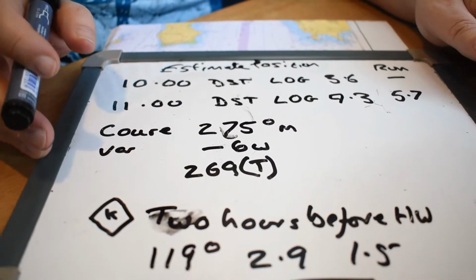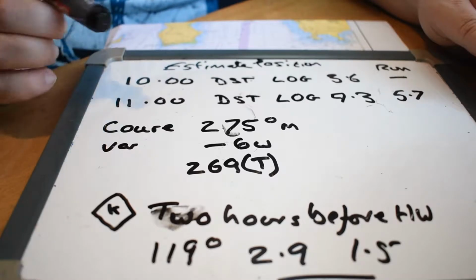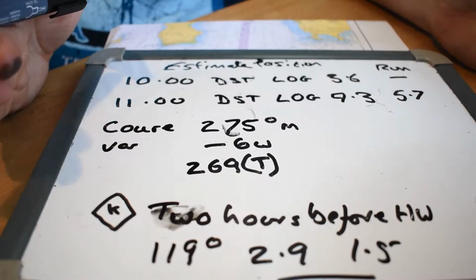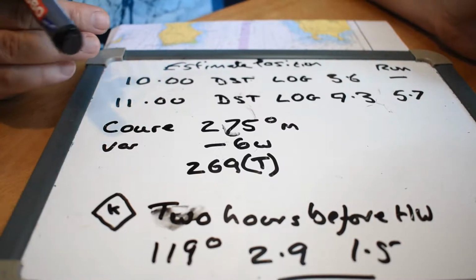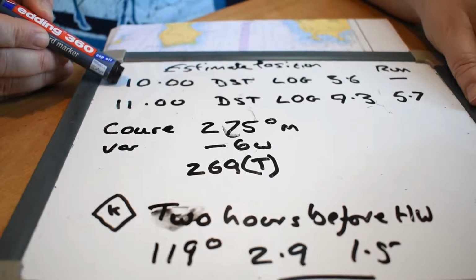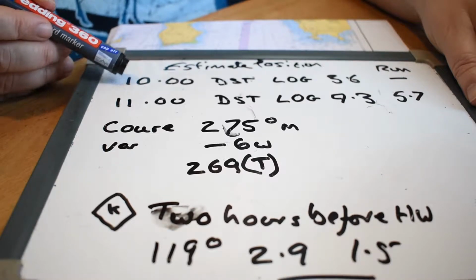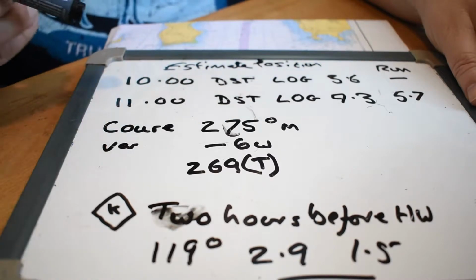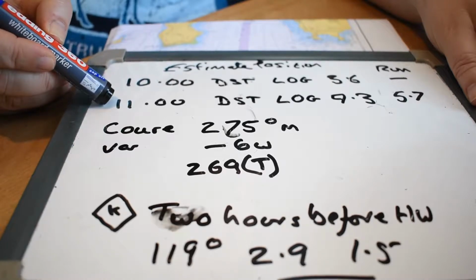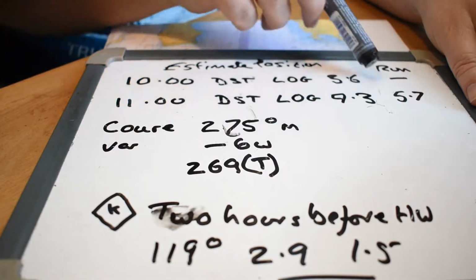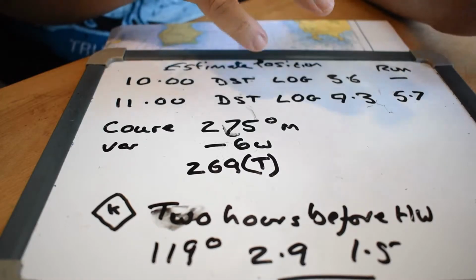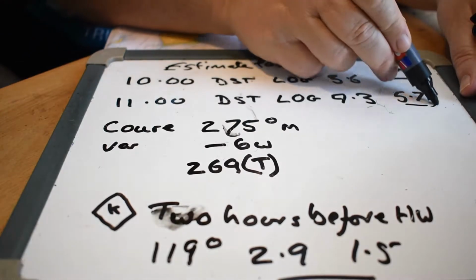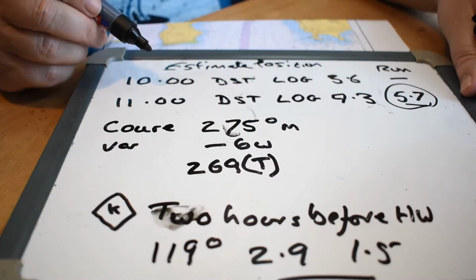Hi, in this video we're going to have a quick look at EPs, or estimated position. So the idea is that we've travelled for a certain amount of time. At 10 o'clock we fixed our position and we read our log on the boat and it said 3.6 nautical miles. At 11 o'clock, 1 hour later, it said 9.3, the difference being 5.7. That means our hourly run was 5.7 nautical miles.